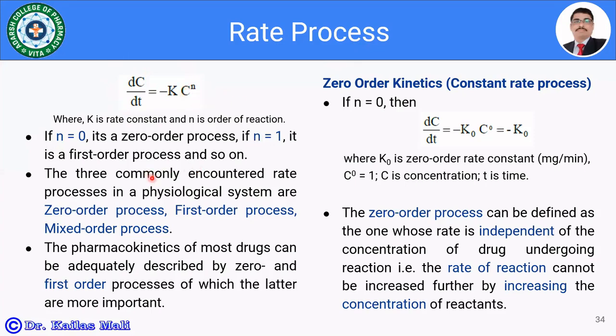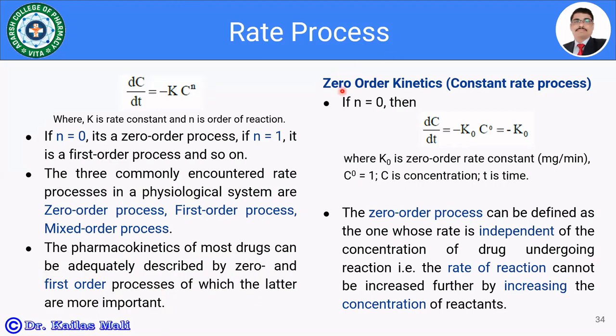There are three commonly encountered rate processes in the physiological system in the case of the absorption, distribution, or the excretion of a drug. That is the zero order process, first order process, and the mixed order process. The kinetics of most drugs is adequately described by the zero and the first order process, of which the first order is a very important one. Generally, the elimination follows first order kinetics. Let us move towards the details of the zero order kinetics.